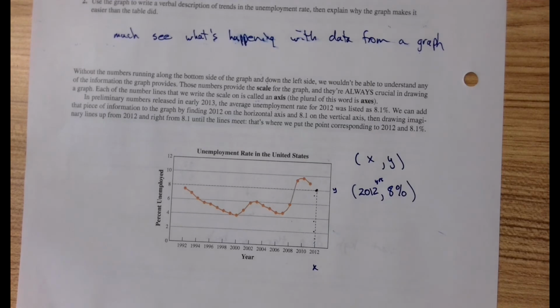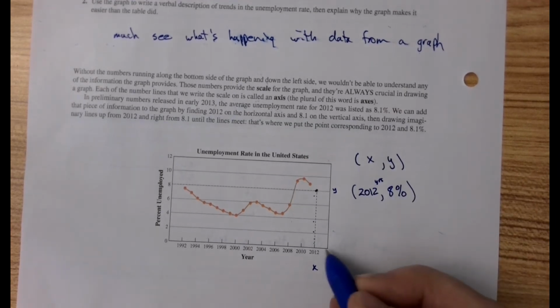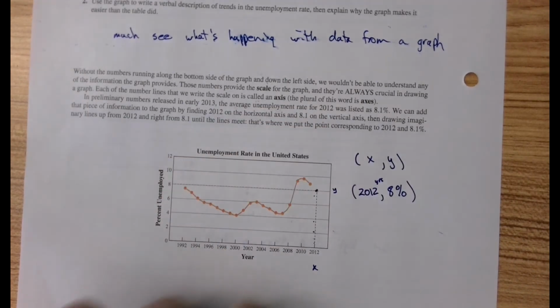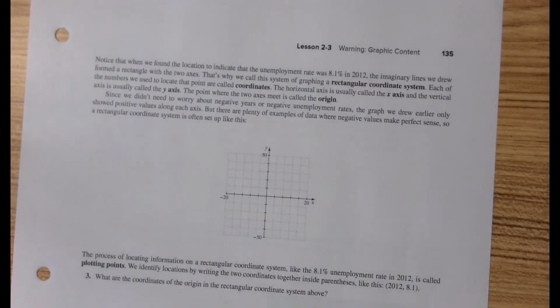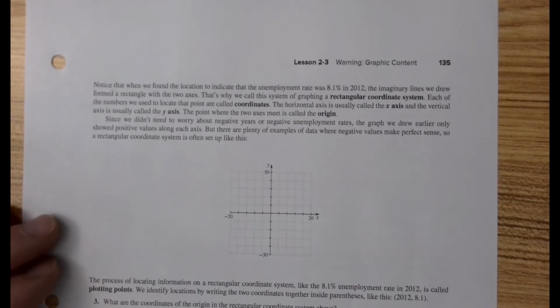X first, Y second. Someone chose it way back when and we stuck with it. It's convention. You could flip those around if you want and it wouldn't make a difference. We could label this as the Y-axis, that as the X-axis, but we don't do that. So don't do that. Okay, now let's look at a non-contextualized version of this on page 135.